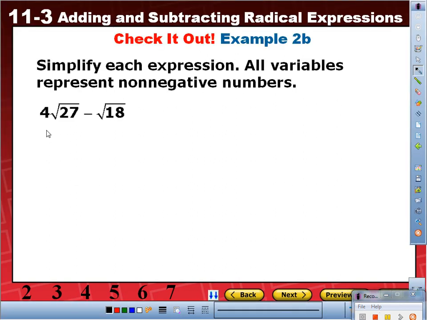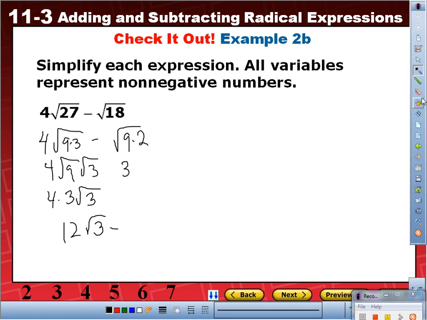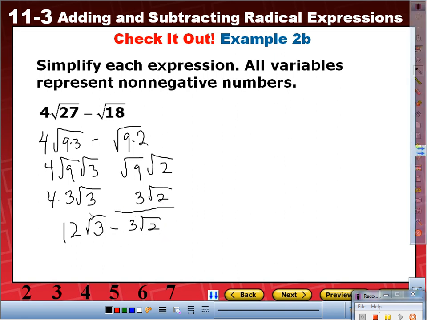Okay, let's see. This one became 4 square root of 9 times 3. 4 square root 9 square root 3. We can simplify the 9. That's 3 times 4 square root 3, 12 square root 3. So far, so good? This one is negative. This is square root of 9 times 2. I'm jumping a step here. This is square root of 9, square root of 2. What is square root of 9? 3 square root 2. Can we simplify this anymore? No, we can't combine because they don't have the same exact radical. All right, let's move on.